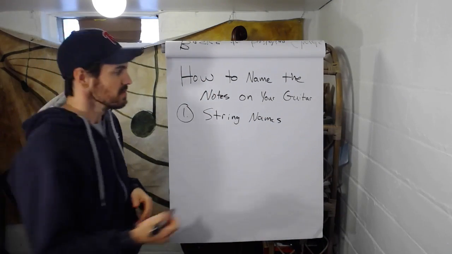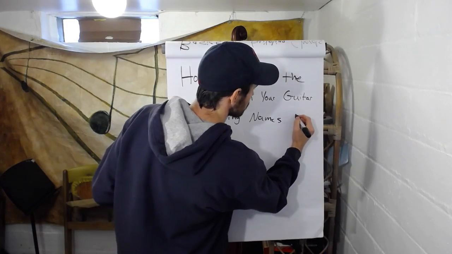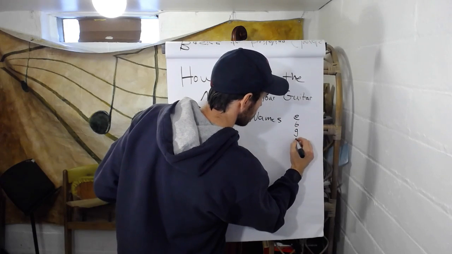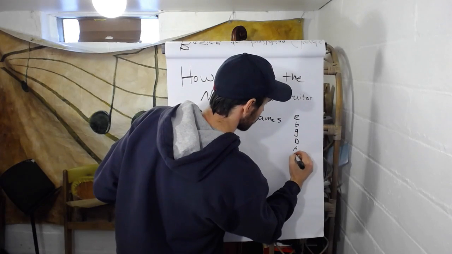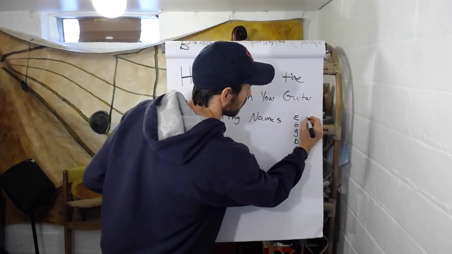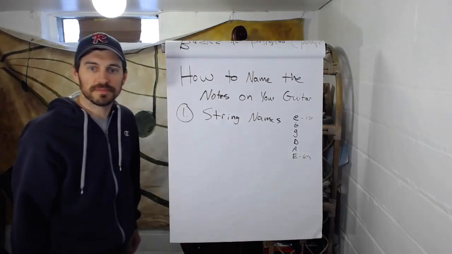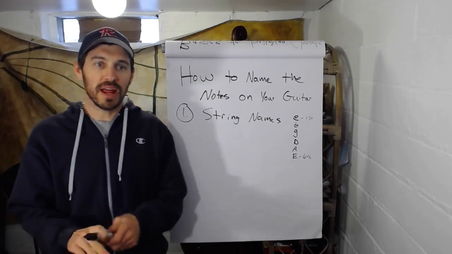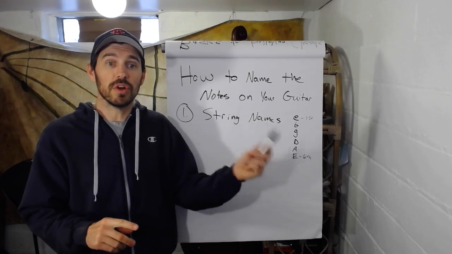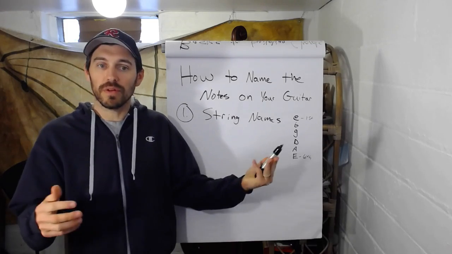In this case, I'll start from the high E. I'll write it out like tablature. E, B, G, D, A, and E. Okay, so first string, sixth string. Okay, got to know that. And again, this applies for any stringed instrument. So if you know the string names of any stringed instrument, then you can figure out where the notes are at.